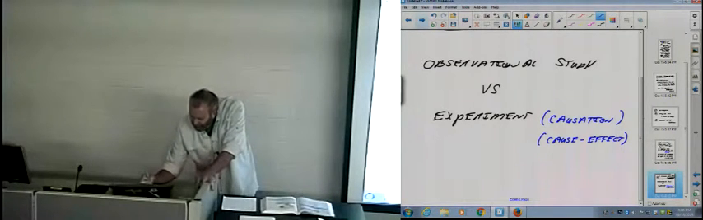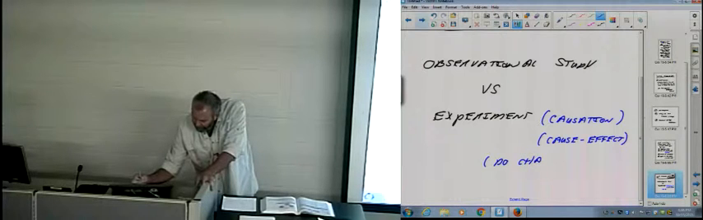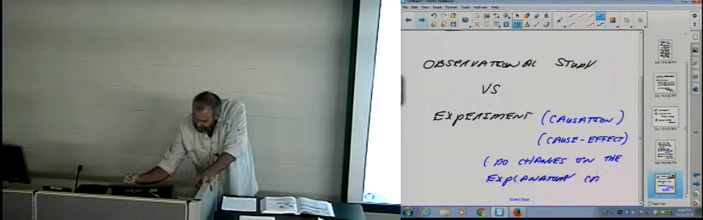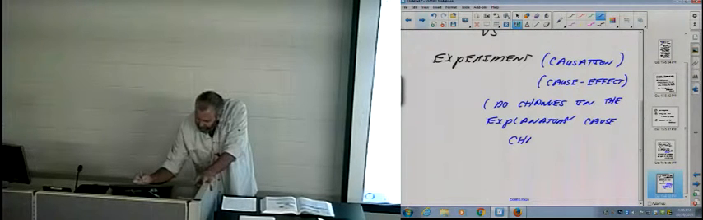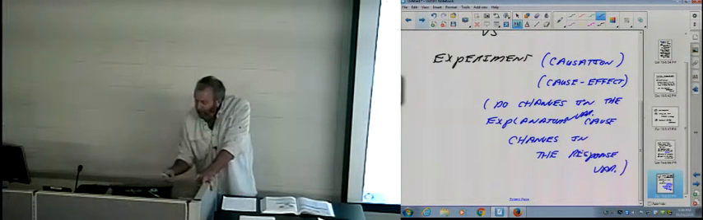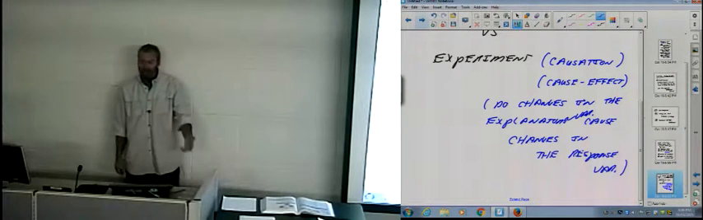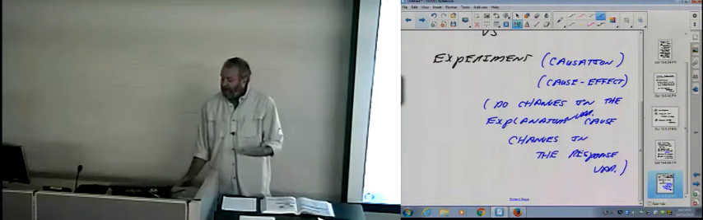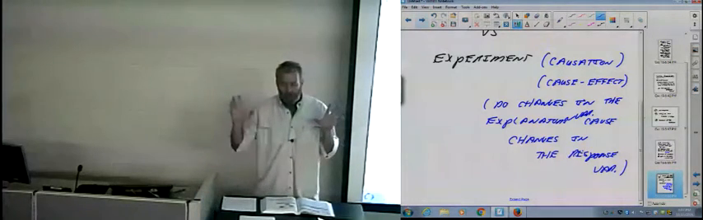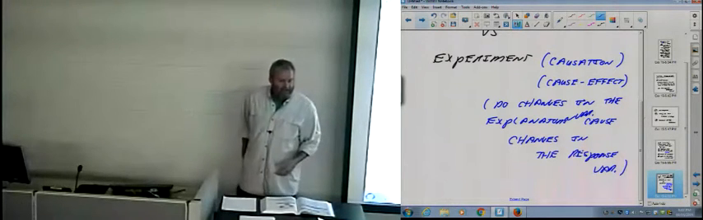If you want more language, what we want to know is, do changes in the explanatory variable cause changes in the response variable? All three of those things I have there in parentheses are all the same thing. When somebody's talking to you about causation, they're asking you to see cause and effect. They're asking, do changes in the explanatory variable actually cause a change in the response variable? That's what we're interested in, this idea of making changes in this one will cause a change in this one. All right?